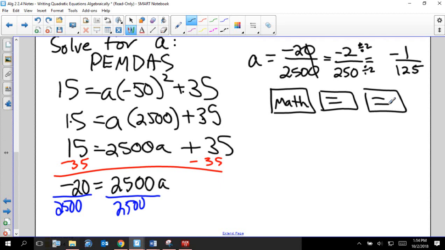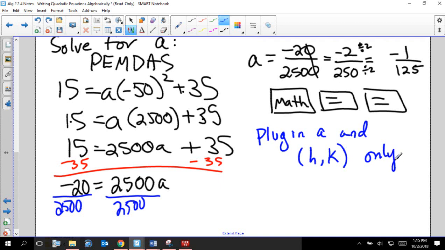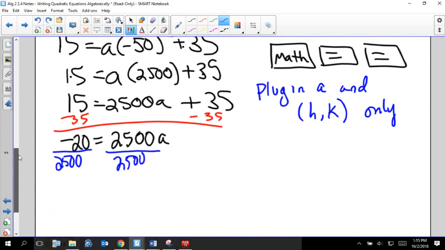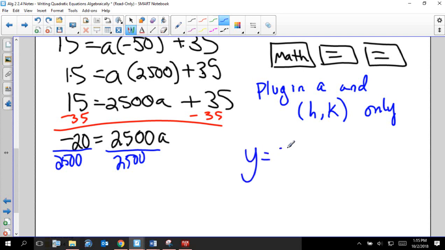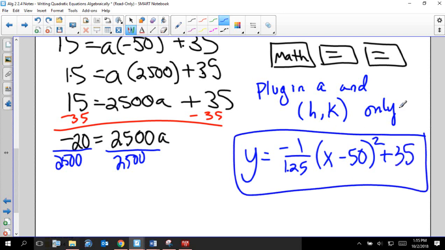Okay, so negative 1 over 125 is the A value. Now we're going to write the equation, our final answer. To write the equation, you plug in A and H, K only. Just A, H, and K. What am I not plugging in? X and Y. So I write my equation as y equals, my A value is negative 1 over 125, parenthesis, x minus 50, close parenthesis squared, plus 35. So that's the equation.